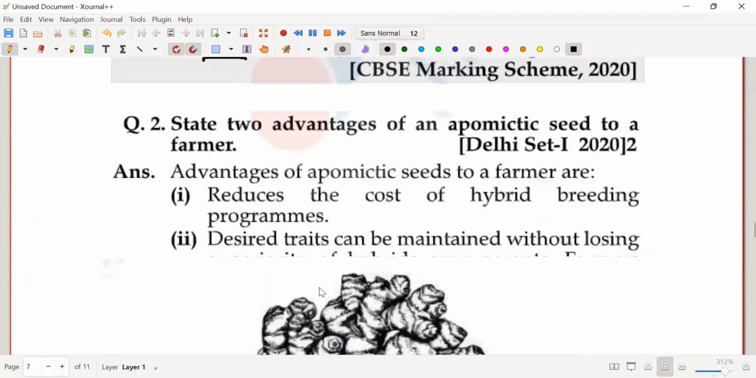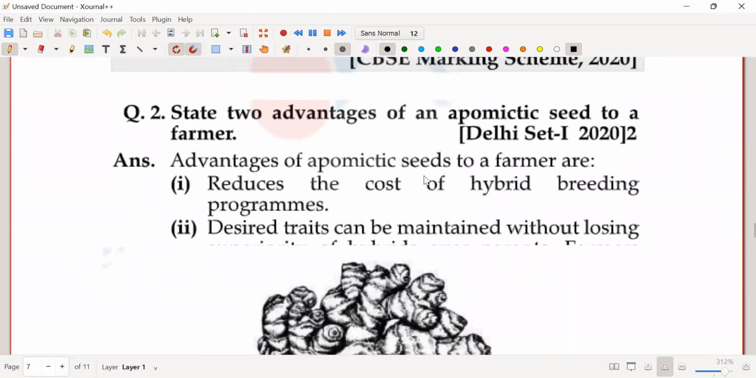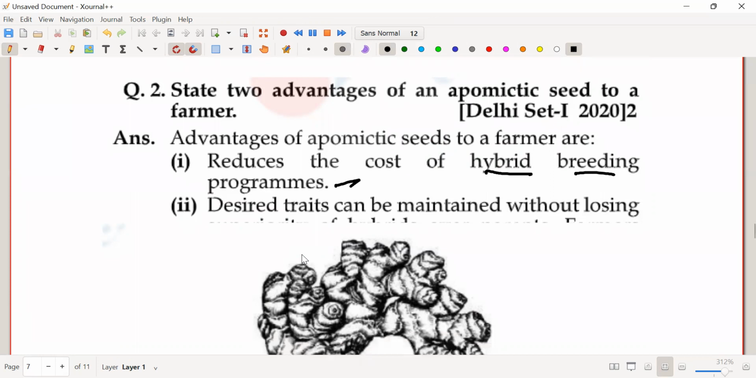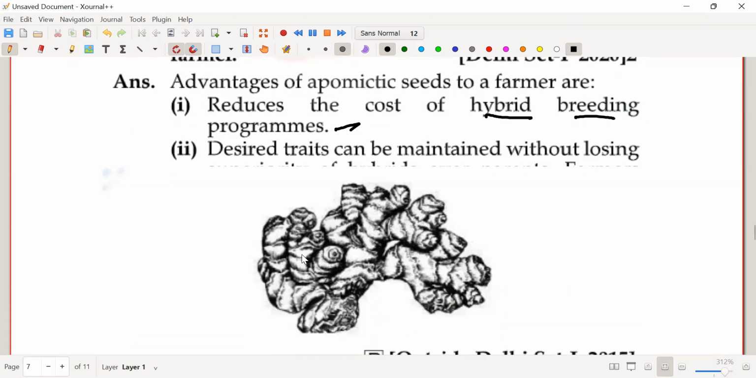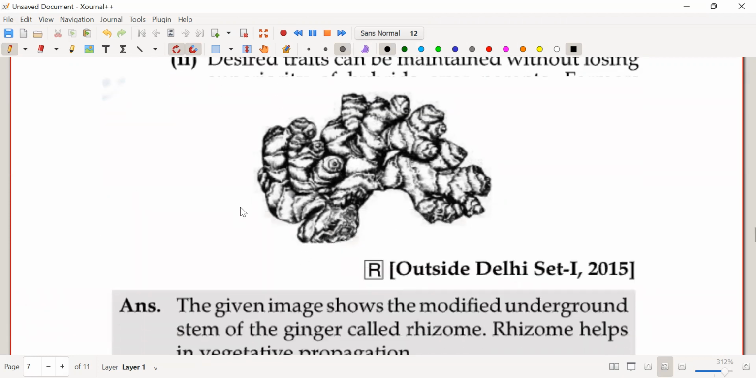Then, state two advantages of apomictic seeds to a farmer. They reduce the cost of hybrid breeding. Desired traits can be maintained without losing the mother plant, so we can get the same traits. Example, this one.